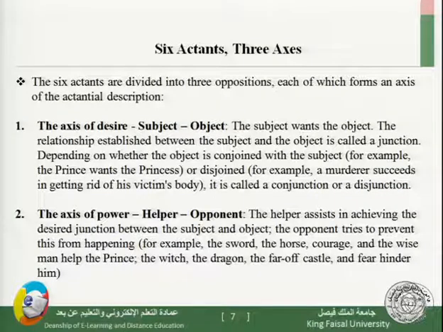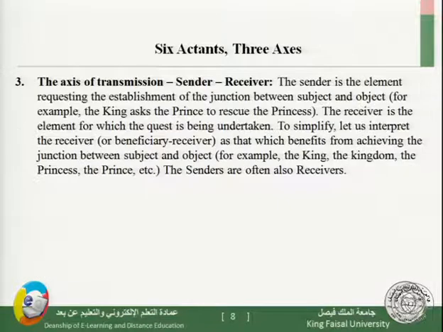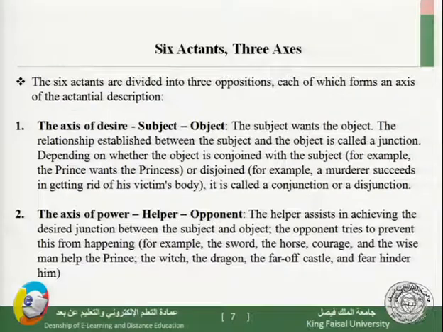The 6 actons are divided into 3 axes. Greimas divides the 6 actons into 3 axes. The first axis has subject-object, the second axis has helper-opponent, and the third axis has sender-receiver. Let me explain each one of them briefly. The subject-object axis is known as the axis of desire.